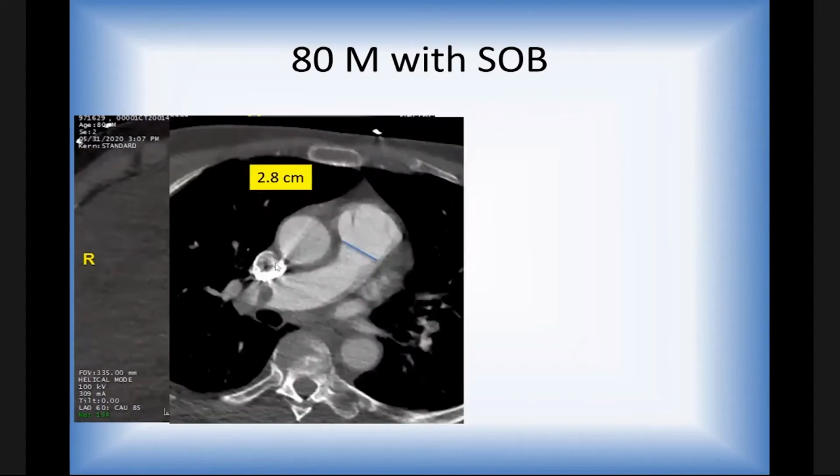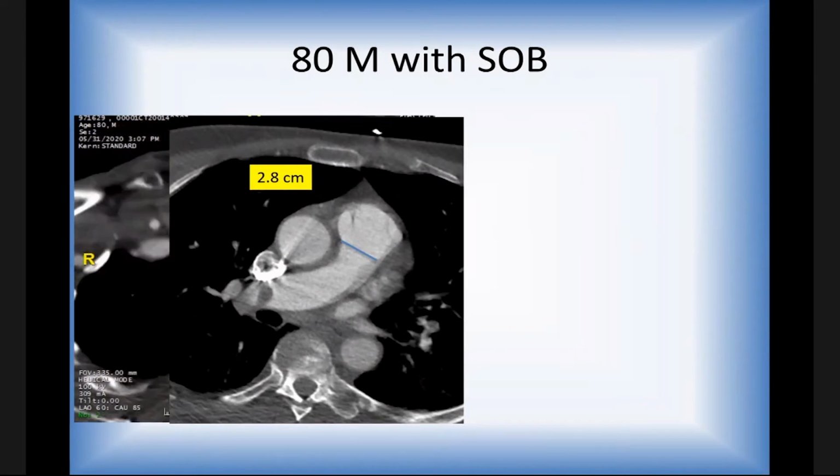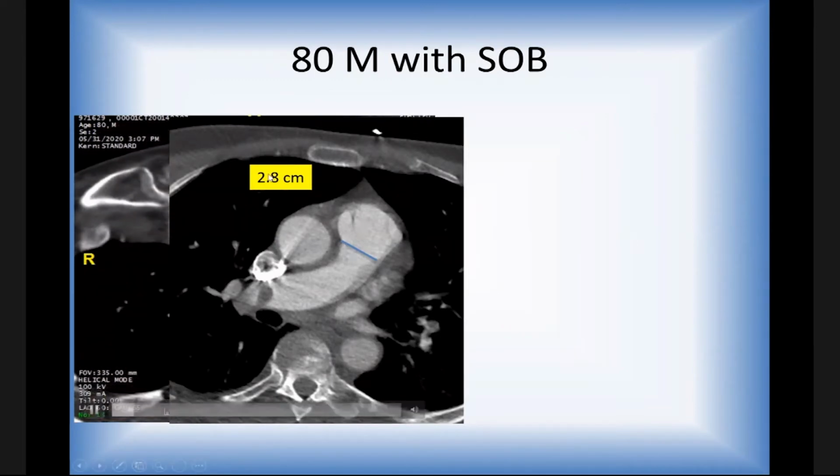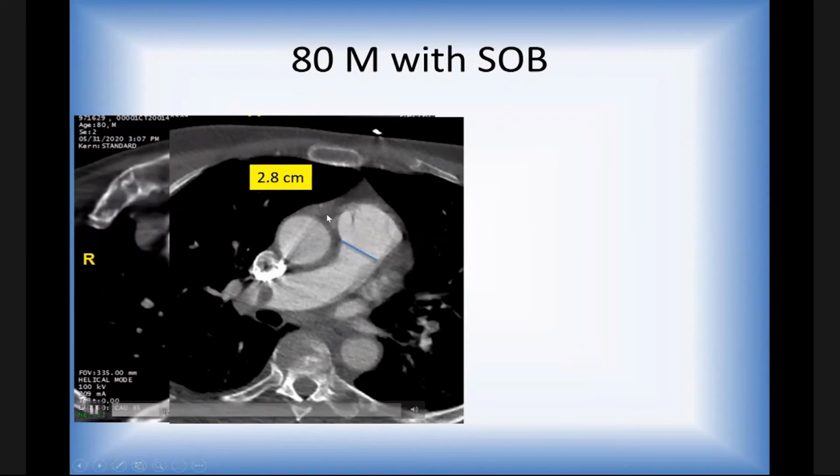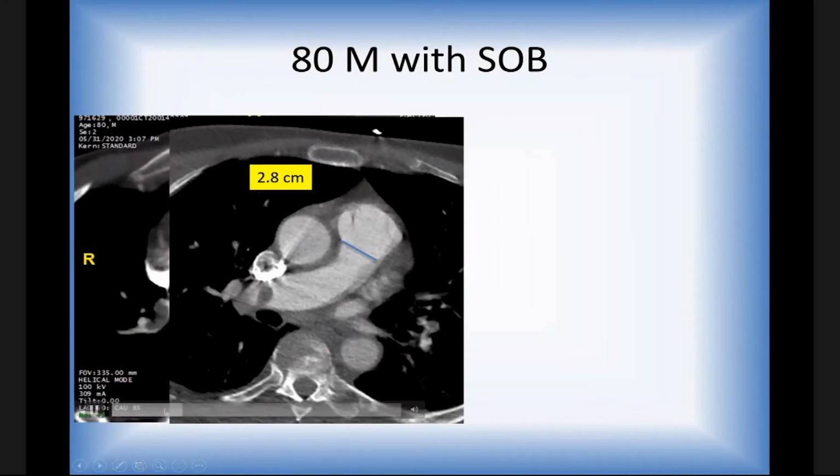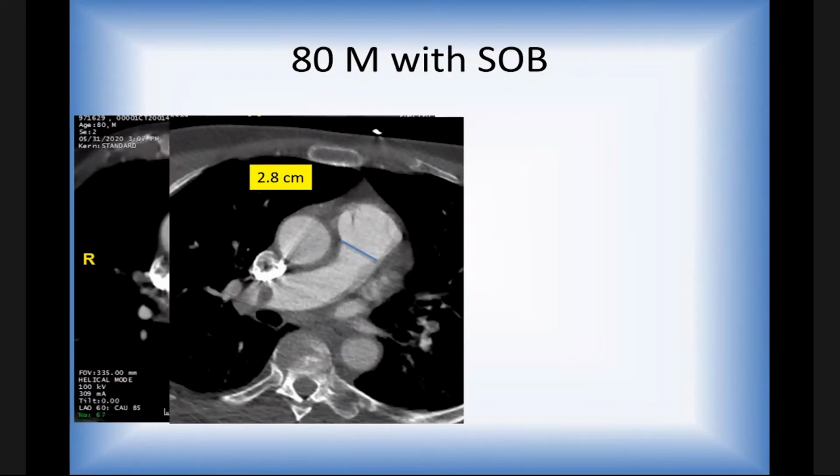So with PE, we normally measure the main PA to see if it's big or not. If it's big, it's pulmonary hypertension from PE, maybe from acute PE or chronic PE or other causes; there are 5 causes of pulmonary hypertension. So this is 2.8, which is normal. Less than 3, consider normal. More than 3, consider big.